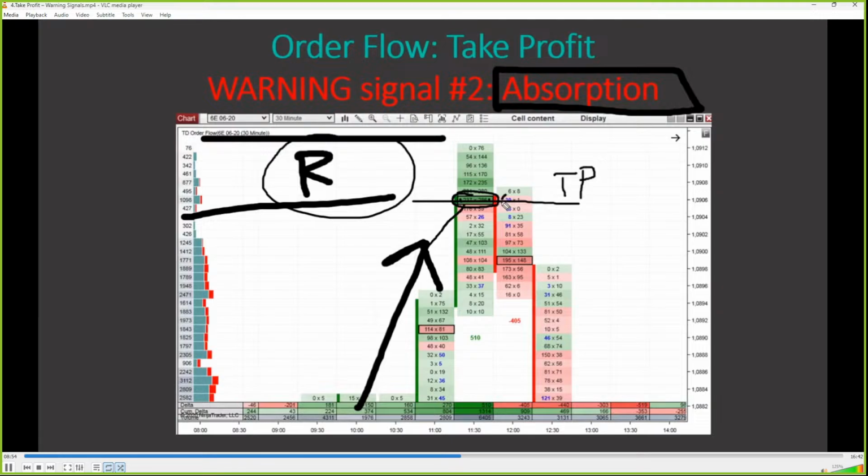Now, especially if you see aggressive selling after that, it's a no-brainer. You need to quit your position immediately, all right? Those are aggressive sellers jumping in right after the absorption occurred, all right? So it's a no-brainer. You need to quit your trade in here.